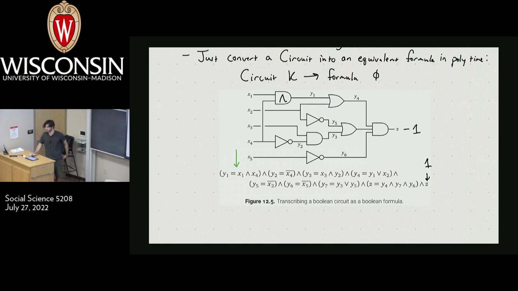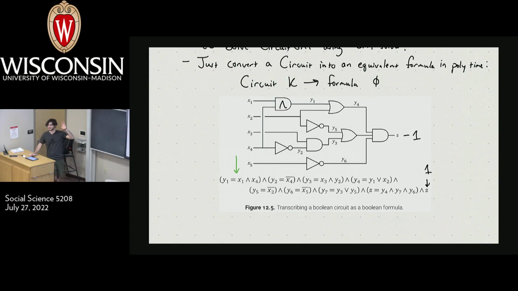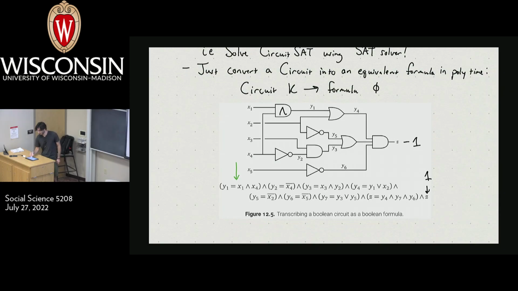So any questions about this? You don't need to know this in super detail, as long as the idea kind of makes sense. We can convert circuits into Boolean formulas just by literally saying, in terms of logic, what the outputs will be at each step.